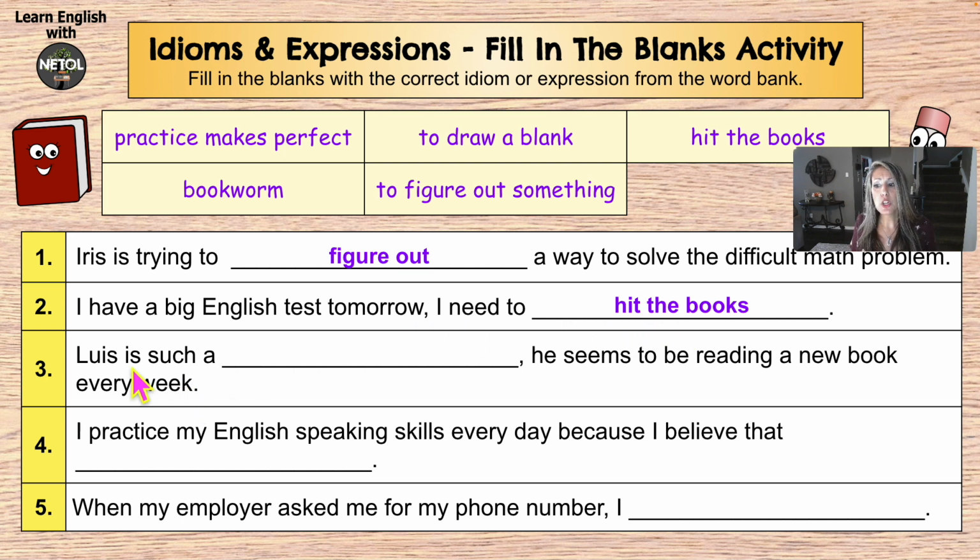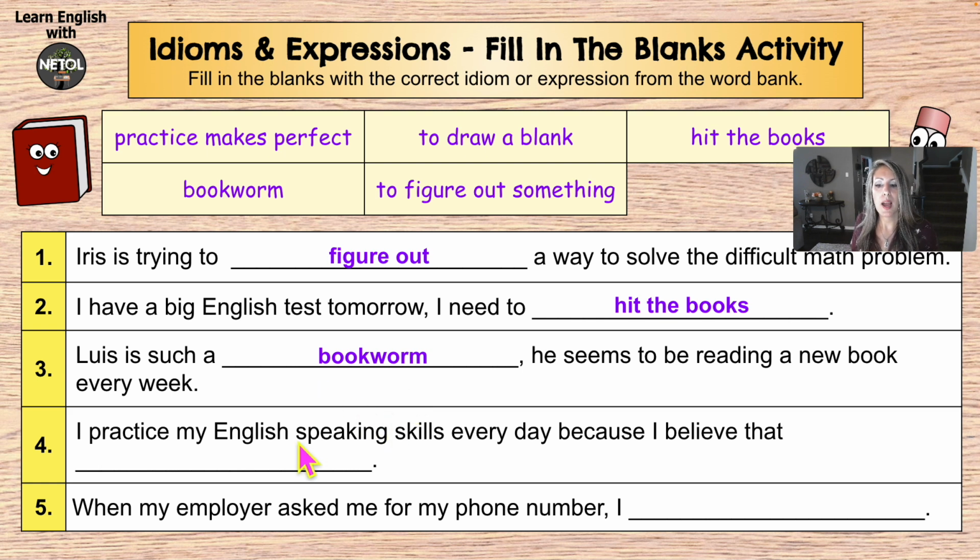Number 3, Louis is such a blank. He seems to be reading a new book every week. Louis is such a bookworm. Louis is such a bookworm. He seems to be reading a new book every week.